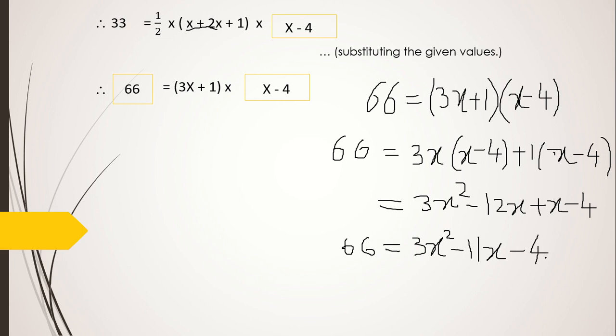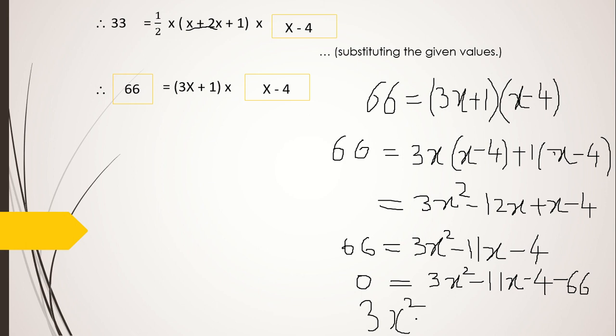Okay, now bring this 66 to this side and put a 0 here. So that will become 3x square minus 11x minus 4 minus 66. 66 comes this side, it will become minus. Therefore we will get the quadratic equation like this: 3x square minus 11x minus 70 is equal to 0.